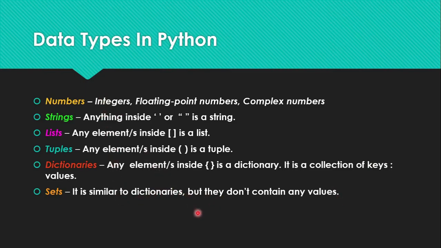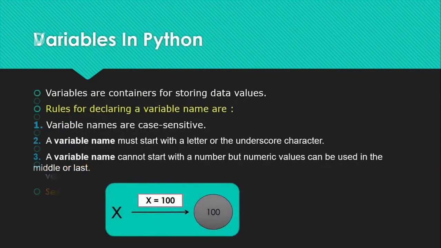Now let's learn about variables, then we will go to our VS Code. So, variables in Python. Variables are containers for storing data values. Here you can see this image. This black circle is actually the variable and the value is this 100. So inside the variable you will find the value.